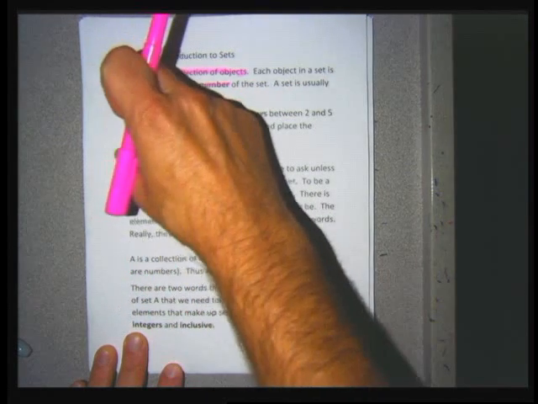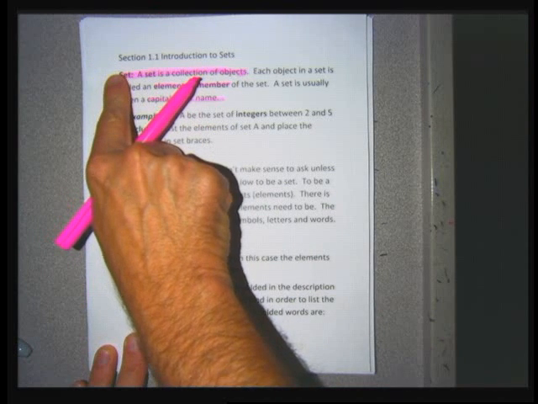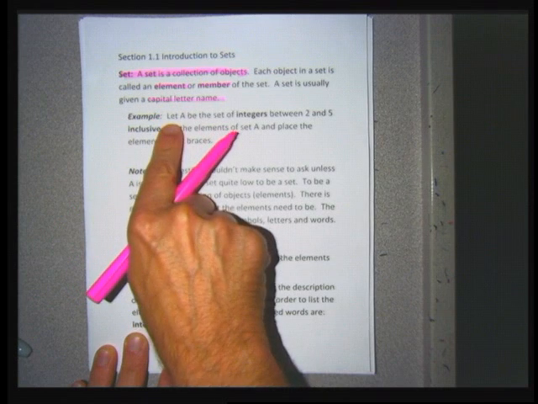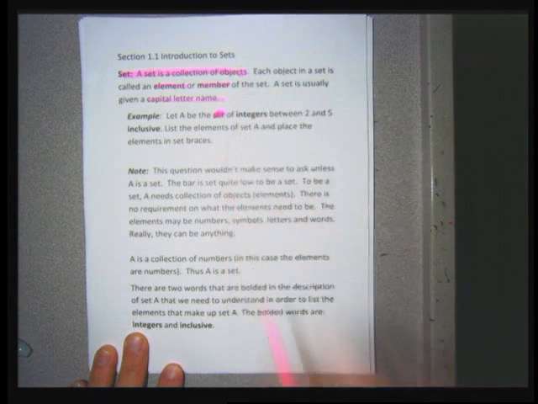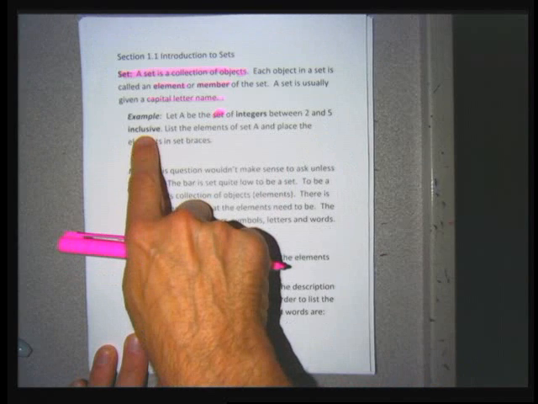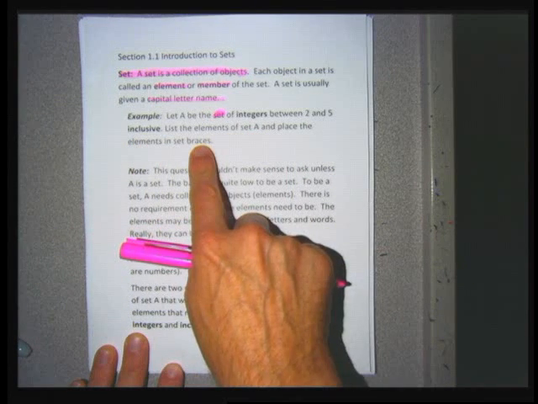So here's my first example, just to give you an idea of something that would fit the definition of a set. So let A be the set, so I'm calling it a set, so I'm kind of telling you it's a set in the explanation, of integers between 2 and 5 inclusive. List the elements of set A and place the elements in set braces.